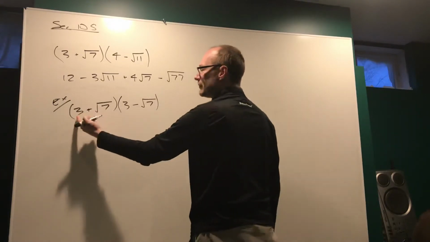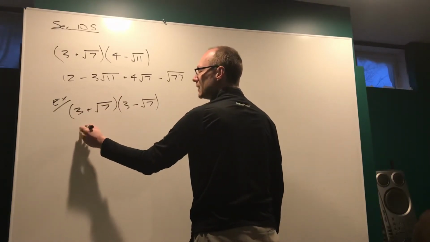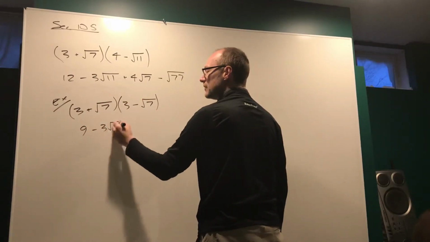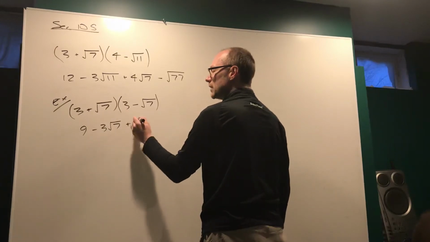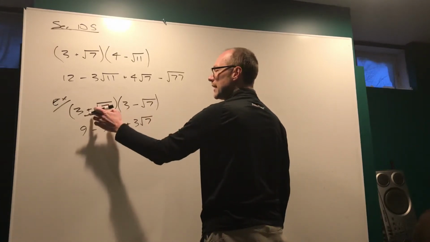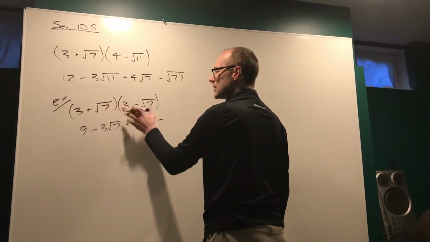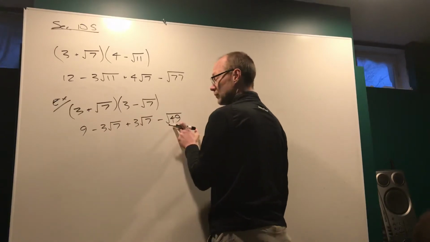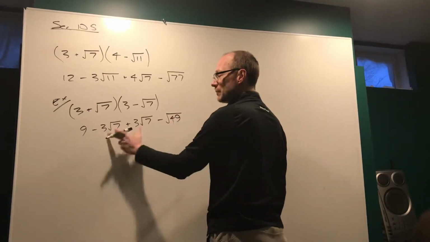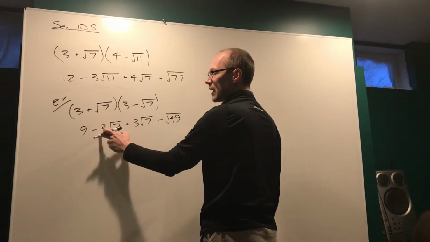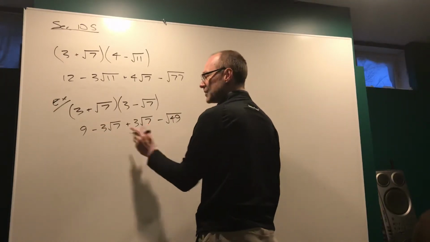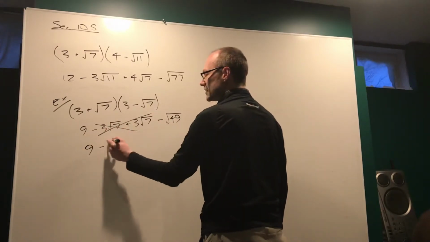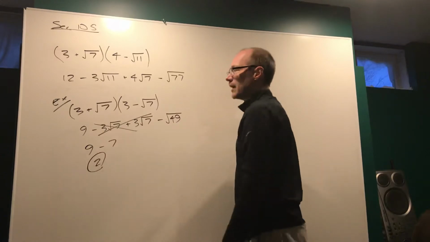Watch what happens. I'm going to FOIL this. 3 times 3 is 9. 3 times minus square root of 7 is minus 3 square roots of 7. Square root of 7 times 3 is plus 3 square roots of 7. And positive times a negative is a negative: square root of 7 times square root of 7 is minus square root of 49. Square root of 49 actually is 7. But look at these right here: the minus 3 square roots of 7 and the positive 3 square roots of 7 cancel. And we're left with 9 minus 7, which is 2. That's pretty neat.